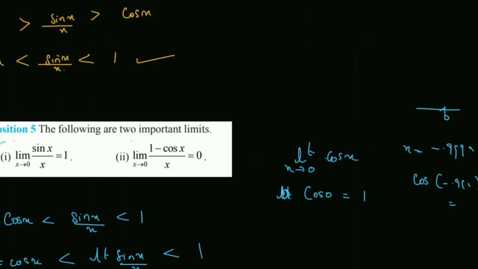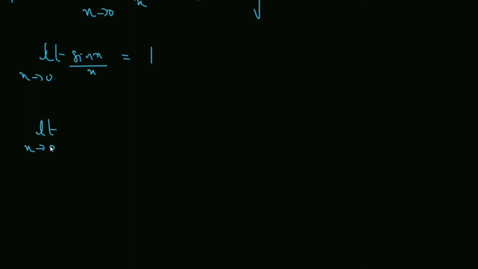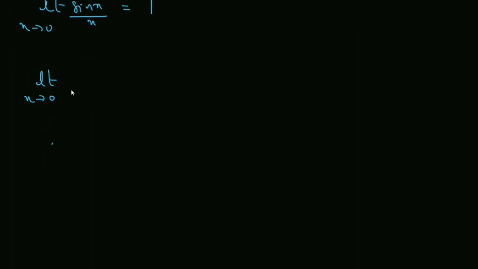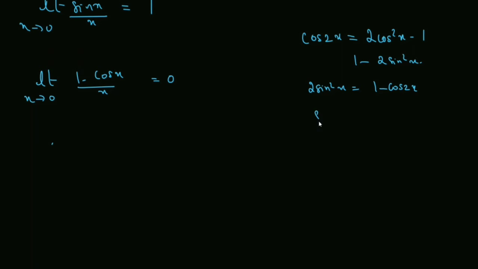The second part of the question: limit x tends to 0, 1 minus cos x by x equal to 0. You know the formula for cos 2x. Cos 2x is 2 cos square x minus 1, which you have learned in trigonometry, or 1 minus 2 sin square x. You remember this formula? So you bring this to this side. So 2 sin square x is equal to 1 minus cos 2x, so sin square x will be equal to 1 minus cos 2x by 2.